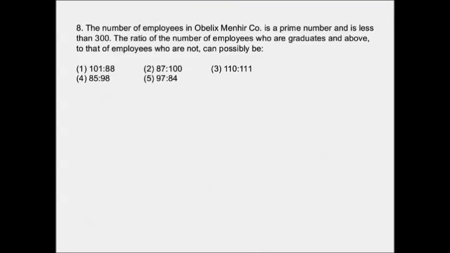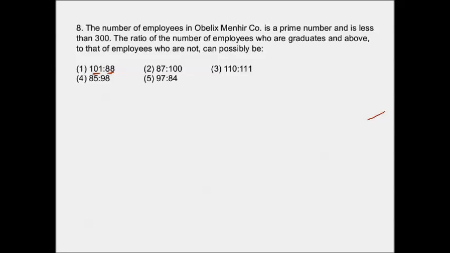So next question, it's an easy question, take 1 minute for it. Okay, an easy question, everyone would like to have this question in their CAT exam. The number of employees in a company is a prime number and is less than 300. The ratio of the number of employees who are graduates and above to that of the employees who are not can possibly be what? So one thing is very clear, that the first number and the second number should add up to a prime number, because the total number of employees is a prime number.